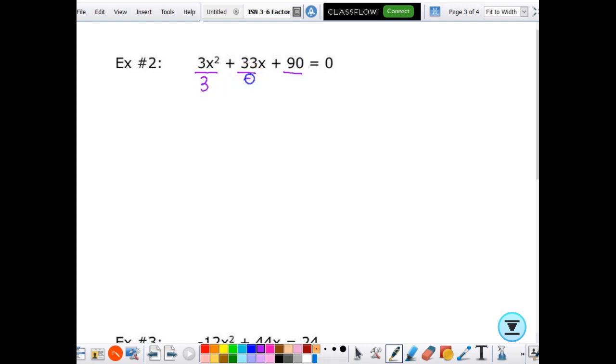They'll all divide by 3. It can't be any bigger than that smallest number right there, you know? Okay, so when we do that, we get x squared, 33 divided by 3 is 11, and 90 divided by 3 is 30. Now, I'm a little bit excited here because I see both pluses, and that's going to make the factoring a tad bit easier on us.